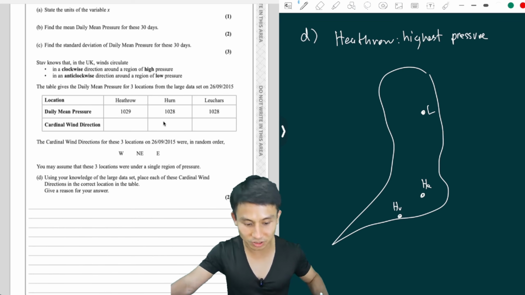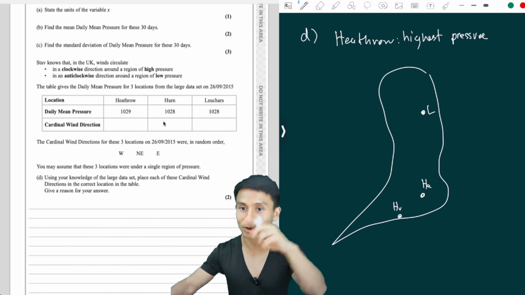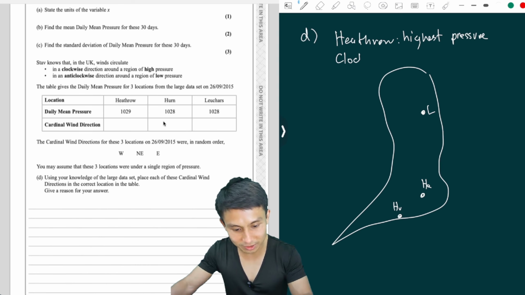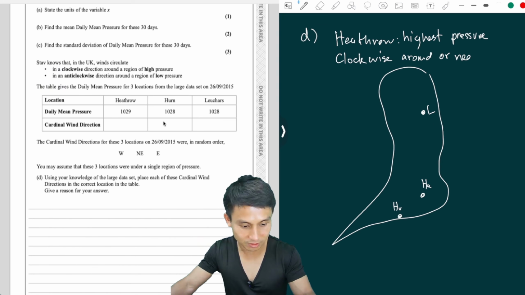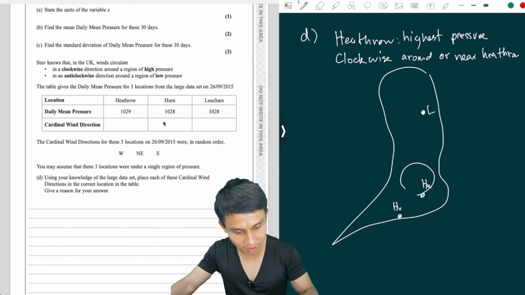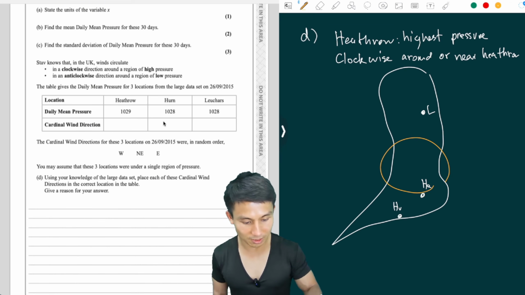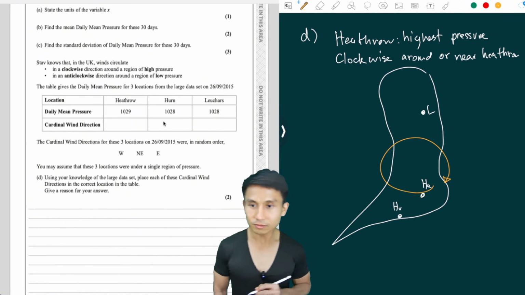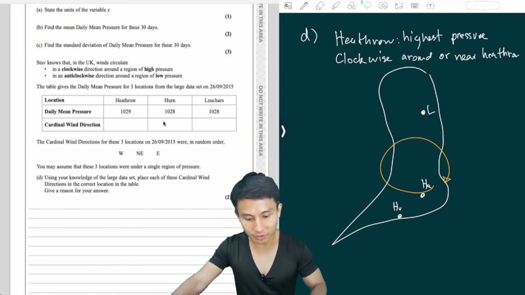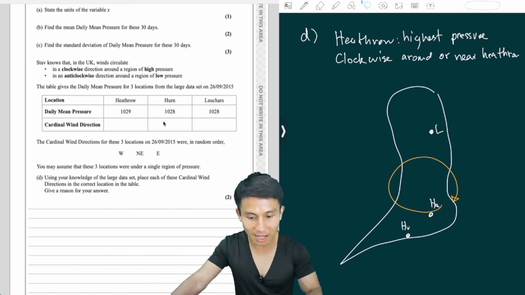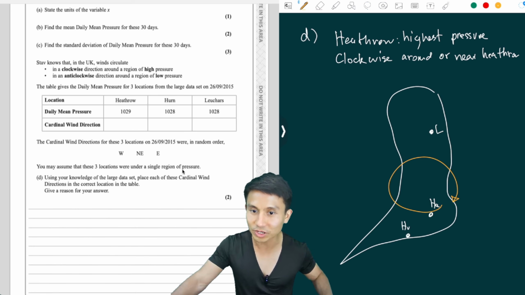Because Heathrow is the highest pressure, the wind direction will be what? Clockwise, right? So it is clockwise around or near Heathrow. It's something like this, maybe. I'm just going to use a different color, so it's like this. Or we can do larger than that, like that. Now, this is important, because when you consider the wind direction under the effect of a single region of pressure, this is the very key.